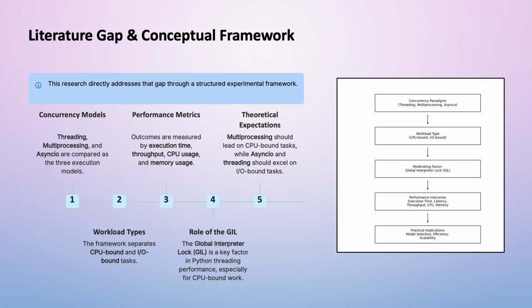Existing literature has a clear gap. Most studies examine each paradigm in isolation, not through controlled comparison. There is no consistent evaluation across both workload types under identical conditions. My conceptual framework uses concurrency model and workload type as independent variables, with execution time, CPU and memory usage as dependent variables. This structure enables objective evidence-based recommendations for developers.